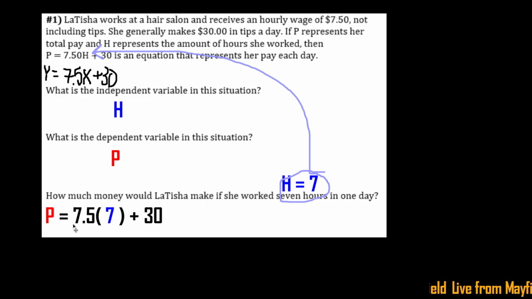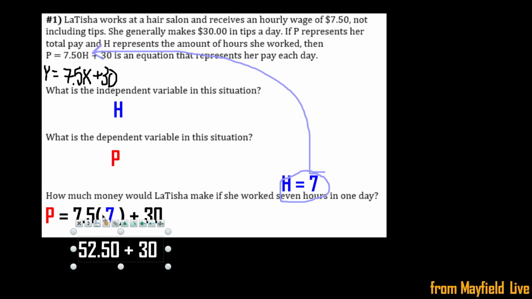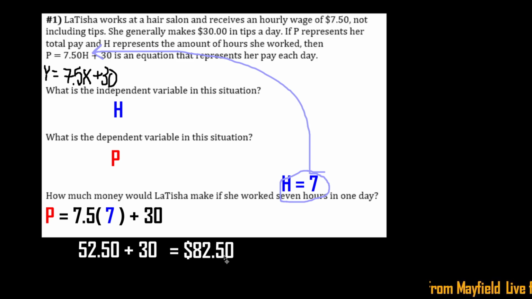Because what this is asking for, it's saying what would be her total pay for 7 hours of work in one day. So we would have to do 7.5 times the number of hours, and then we would include the tips. Again, you would multiply those two together, so this would be 52.5 plus 30, and then very simply that equals $82.50. So her total pay for that one day was $82.50.